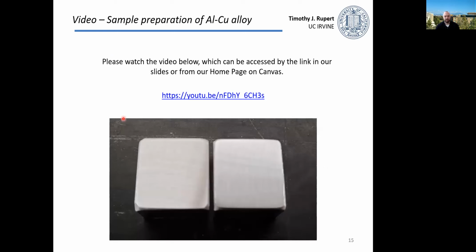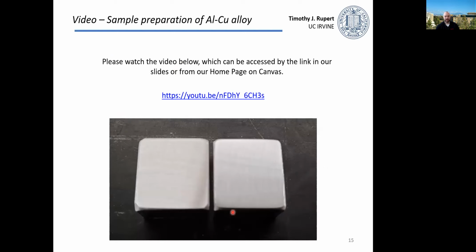Okay, so I posted a video. Again, you can grab it from the link in the slides, or you can go to our homepage where I'll have the link directly. And this is talking about the sample preparation necessary to get our experiment ready. So we have these big bars of material. We need to cut them into smaller pieces, and we also need to polish them so that they are a uniform shape, but then also have a nice polished surface for us to look at. I will step you through those processes.